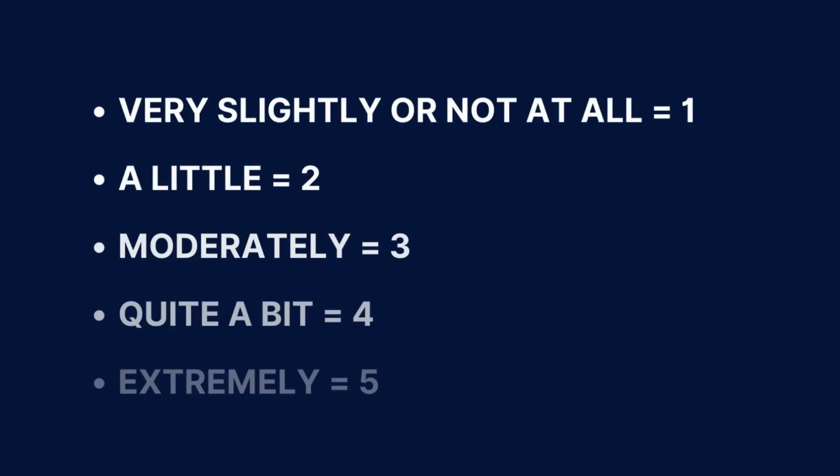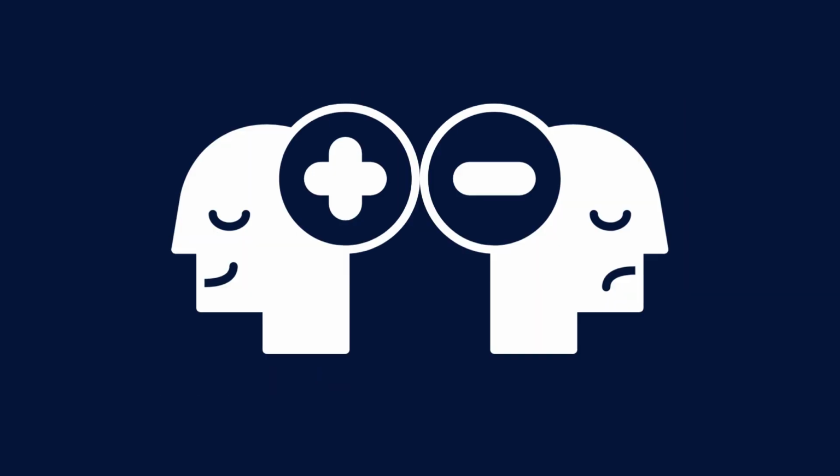Each answer corresponds to a particular score. Very slightly or not at all equals 1, a little equals 2, moderately equals 3, quite a bit equals 4, extremely equals 5. When calculating the score, you will be dividing them into 2 sections, positive and negative. Each section has a maximum score of 50.